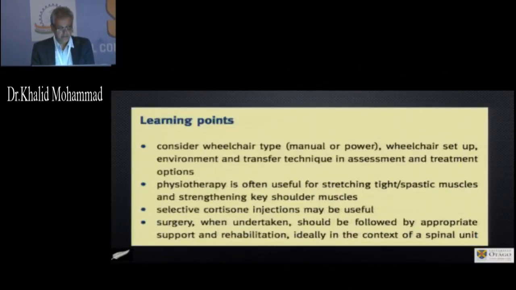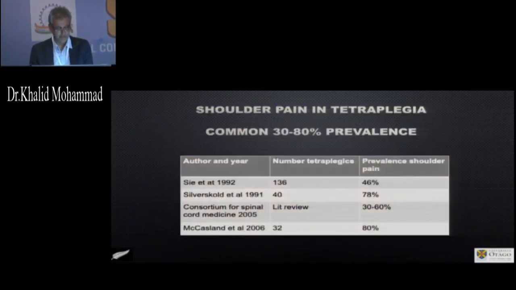Now, when looking at the non-operative options, consider wheelchair type and setup, the environment, transfer technique. These are all very valuable things to have in a collaborative clinic with your rehabilitation and physiotherapy team. Physiotherapy is often useful. Selective cortisone injections may be useful, and surgery, when undertaken, should ideally be done with the correct support for rehabilitation. So, I've said shoulder pain is very common.